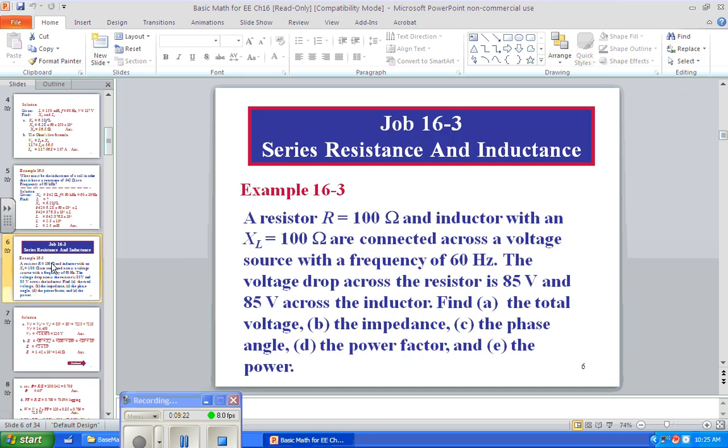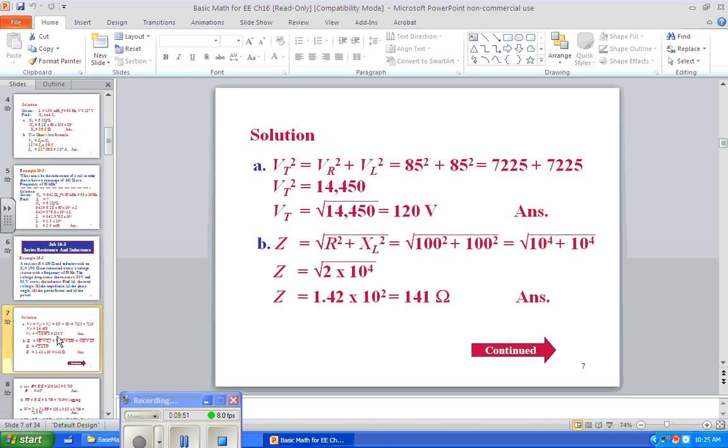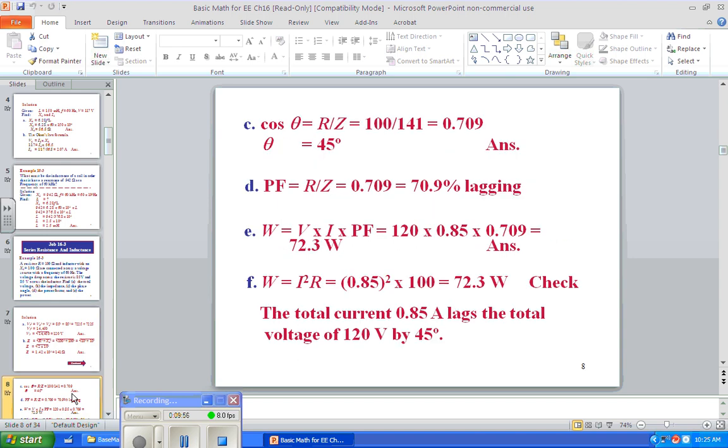Okay, and series resistance and inductance. Let's see. We have a resistor of 100 ohms and an inductor with an X sub L of 100 ohms, connected across a voltage source with a frequency of 60 hertz. The voltage drop across the resistor is 85 volts and 85 volts across the inductor. Find the total voltage and find everything. This is a really bad solution. They didn't show you how they got here, did they? Not in this example, but they do in the book. But let's go look at this.